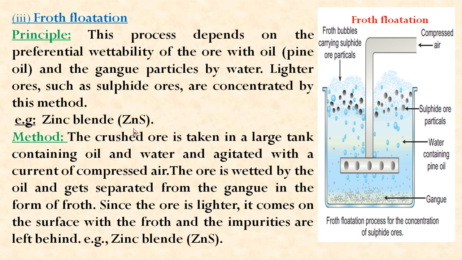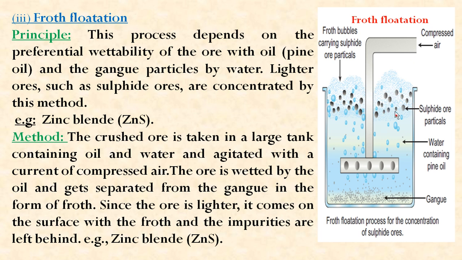Now come to the diagram. It's a large tank containing pine oil and water. You have compressed air, and the tank contains water and pine oil, and the sulfide ore comes to the water surface, and the gangue particles settle down. Here the froth bubbles carry the sulfide ore.